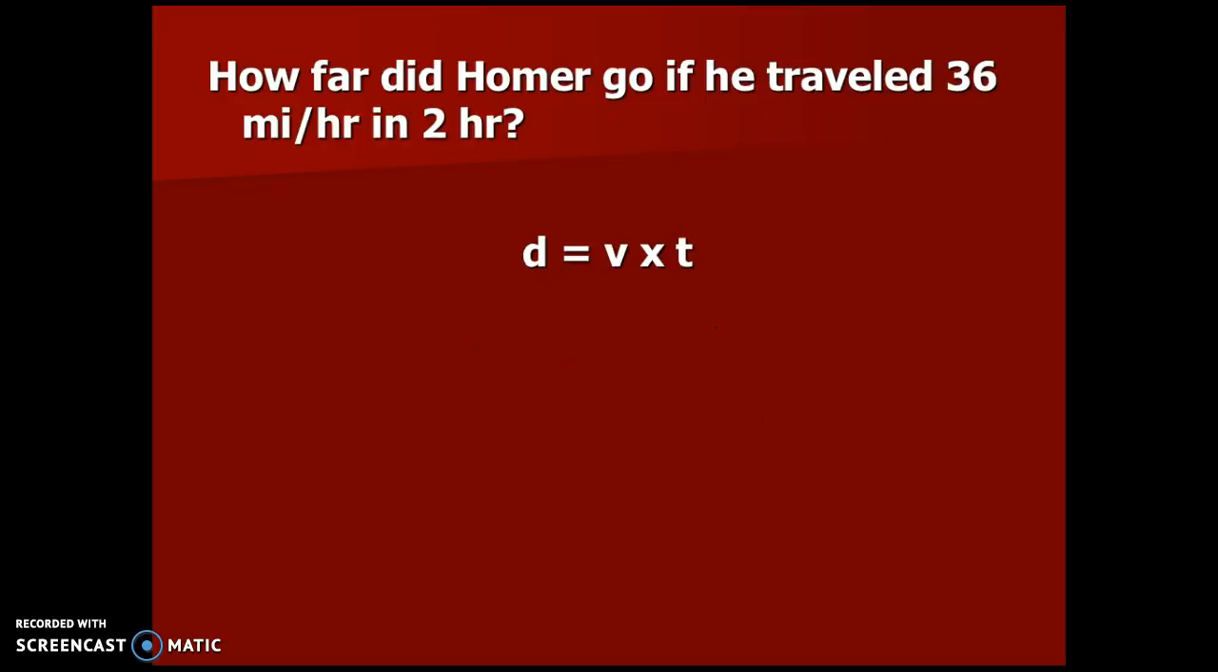How far did Homer go if he traveled 36 miles per hour in 2 hours? How far means you're looking for distance. You would cover up the D, and that gives you velocity times time. So you would plug in 36 miles per hour for the V and multiply that times 2 hours. And that would give you 72 miles that he would have traveled.